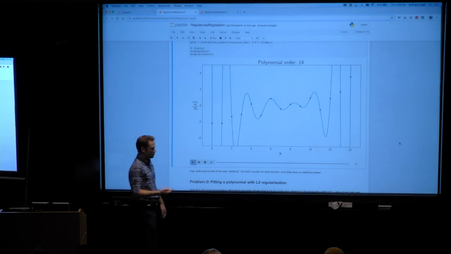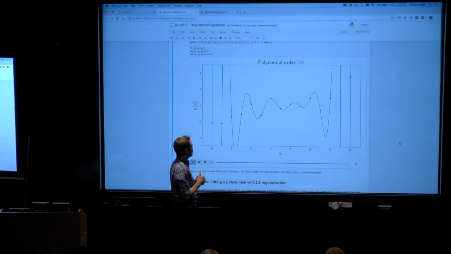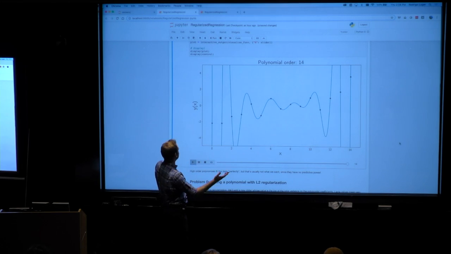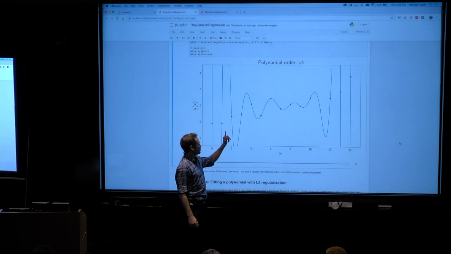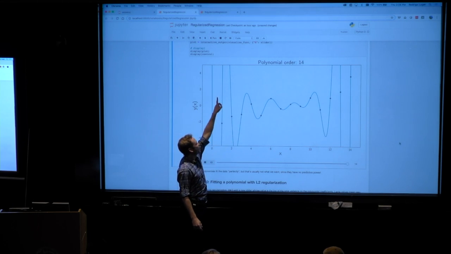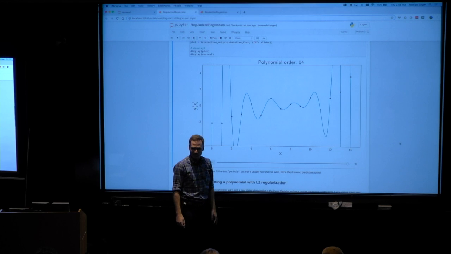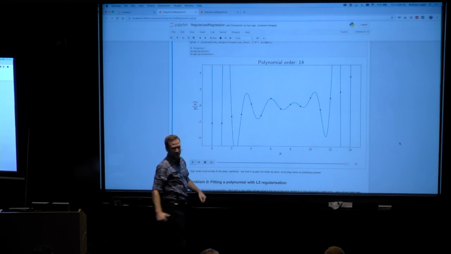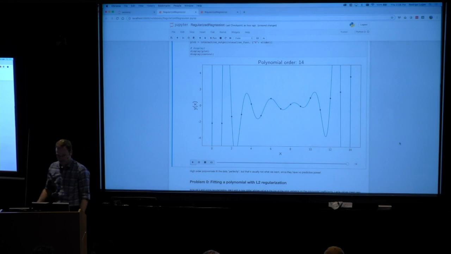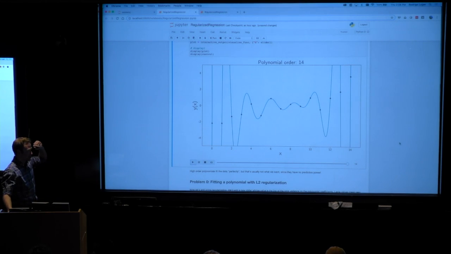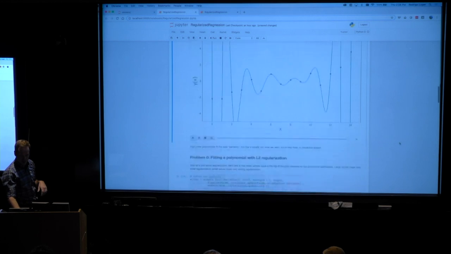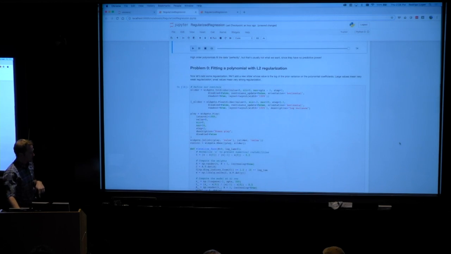But this model is telling me that if I were to make a measurement of whatever this is, doesn't matter, if I were to make a measurement right here, the value would be like 15 or 1,000,000 or whatever. I don't think that's true. I don't think this model actually describes the true correlation between the data points. And so I need to regularize. And so that's what this next step does.